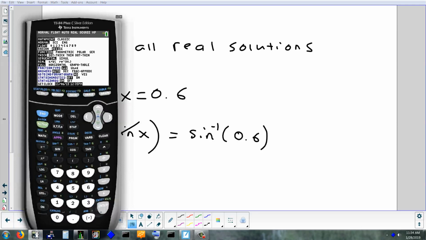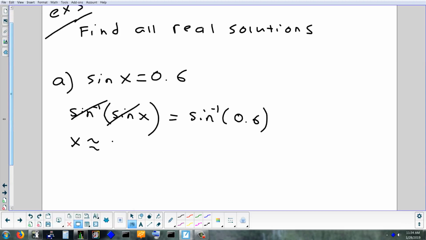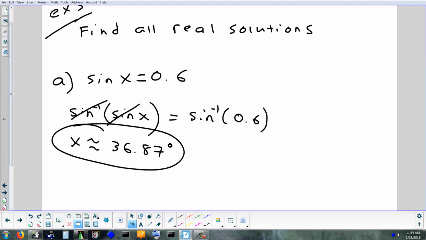Whether you use degrees or radians, it doesn't matter. Just make sure you keep it straight whether you're using pies or 180s. So let's do inverse sine of 0.6. We get an answer of 36.87, and that's degrees. If you want it in radians, just do the same thing again in radians, or just multiply by pi, divide by 180, and convert it yourself.